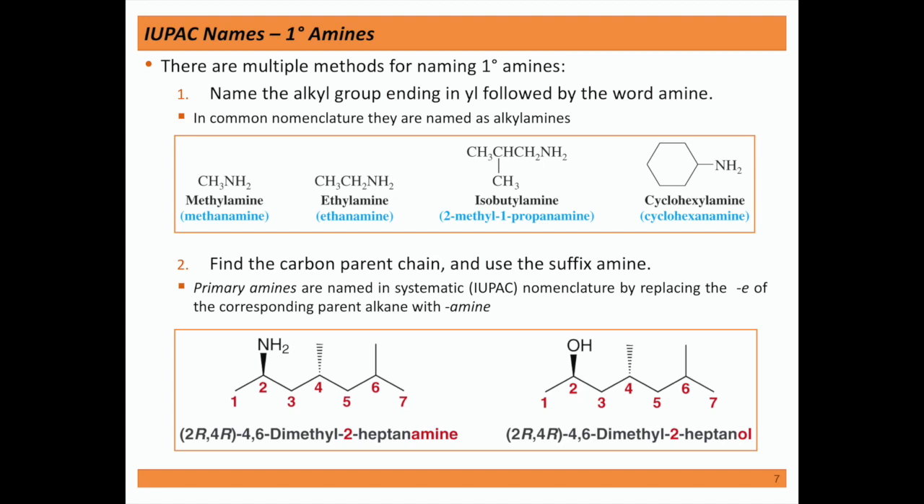For the IUPAC systematic way of naming it, we drop the E and replace it with amine. So essentially it's just like alcohols. In alcohols, we drop the E and add OL. In this case, we drop the E and add amine. So down at the bottom, you can see how we would name an amine.